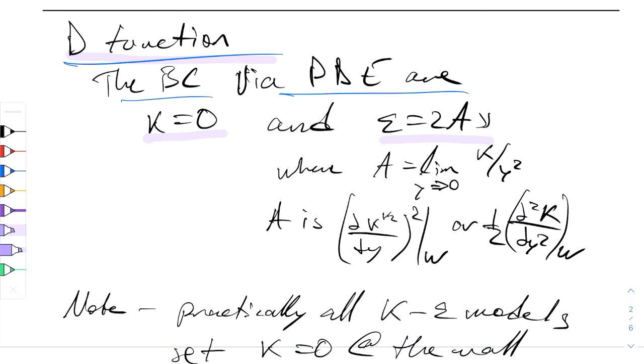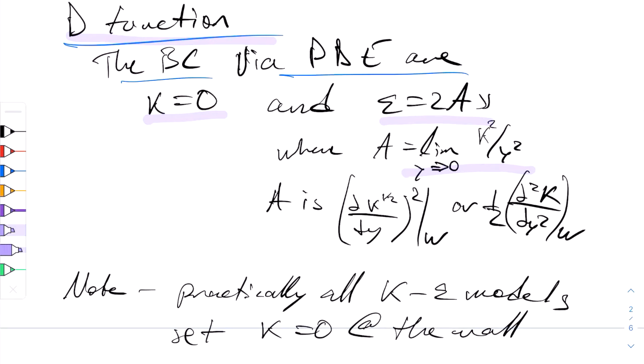Here we can look at A, and we define A as the limit as y going to 0 towards the wall of the turbulent kinetic energy divided by the distance to the wall squared. Now, A would be defined as the square of partial square root of k partial y at the wall, or, more simply, 1/2 of partial squared k partial y squared at the wall.